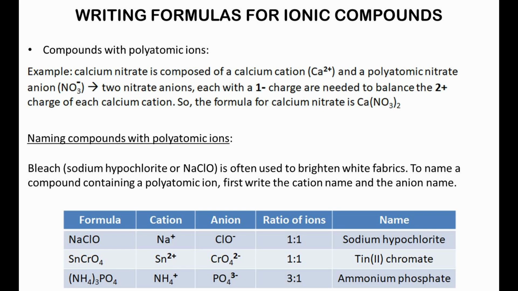The procedure to write the formula for compounds with polyatomic ions is very similar to the one used for binary ionic compounds. First, write the symbol or formula for the cation followed by the symbol or formula for the anion. Then add subscripts needed to balance the charges. To name a compound containing a polyatomic ion, first write the cation name and the anion name. In the table below, you can find some examples for compounds with polyatomic ions.